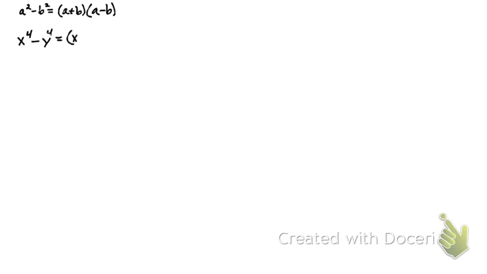We can rewrite this as x squared squared minus y squared squared, which makes this actually my a portion and makes this my b portion, even though it's squared, which means I can plug that x squared into both those a positions and that y squared into both of those b positions. And I can actually rewrite this as x squared plus y squared times x squared minus y squared. You'll need that for the very first problem.